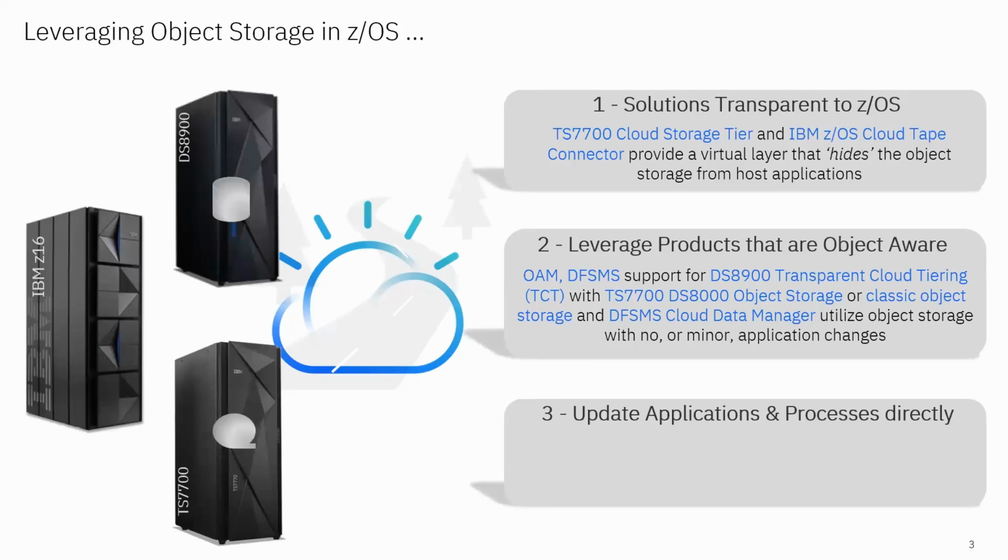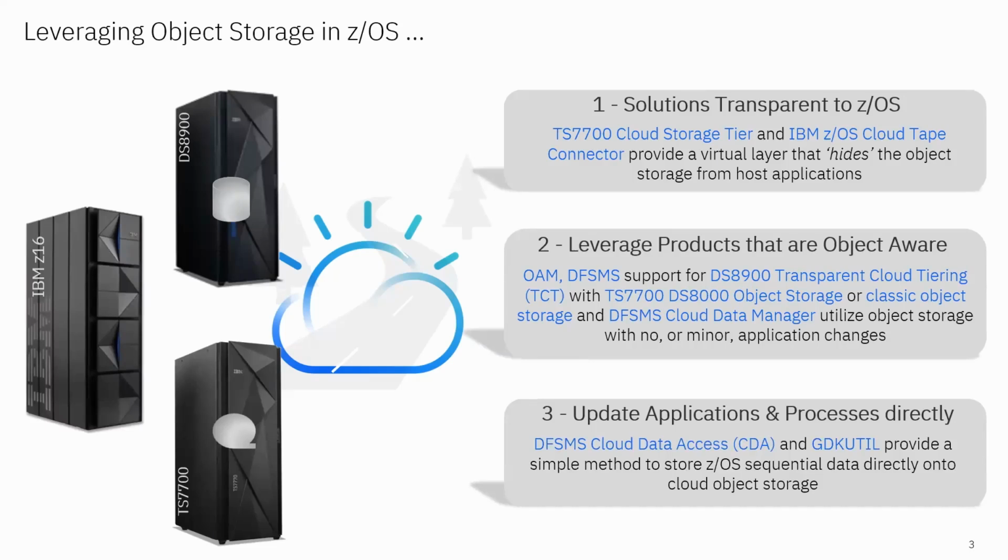As far as products that are object aware, we have many of them. We have OAM for unstructured data. We have DFSMS that supports the DSAK transparent cloud tiering. We have the 7700, which is the tape system, which can be a target of the disk cloud tiering. And then we also have a new product called DFSMS Cloud Data Manager that can move your data from where it resides today on virtual tape into object storage.